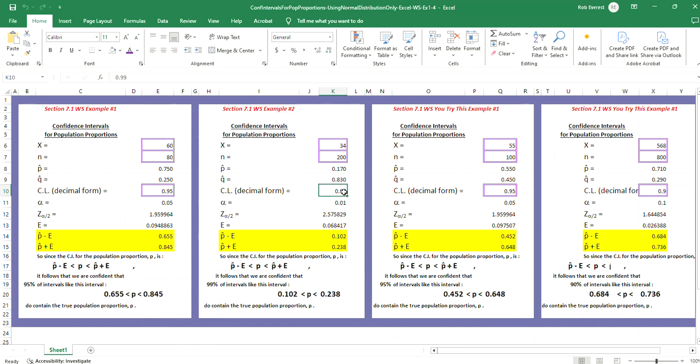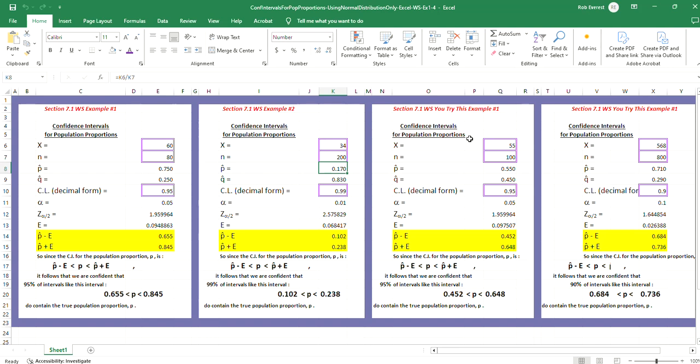With a 99% confidence interval, the critical z-value from the table is 2.575. This is a little more accurate, again using the norm inverse function in Excel, and using the same formula for error, which is the critical z-value times the square root of the sample proportion times its complement divided by n. When you take that error and add it and subtract it to the sample proportion, you create the confidence interval for the population proportion.